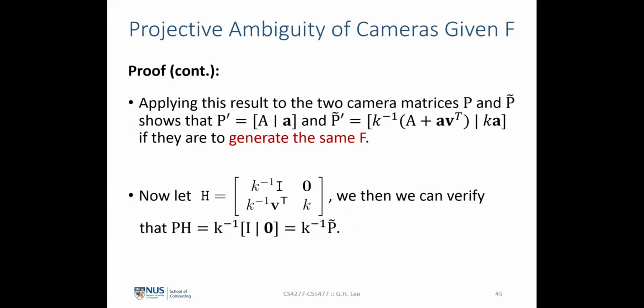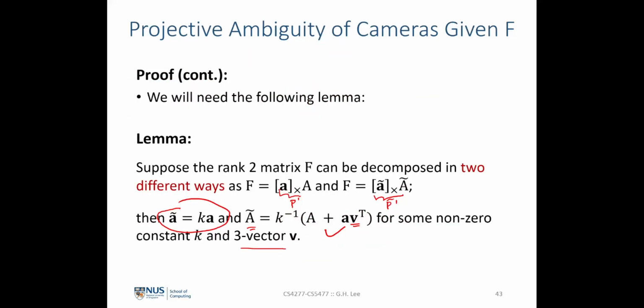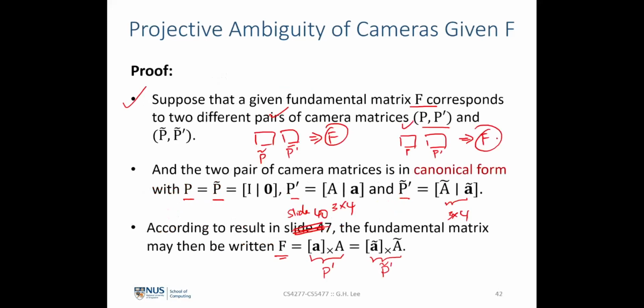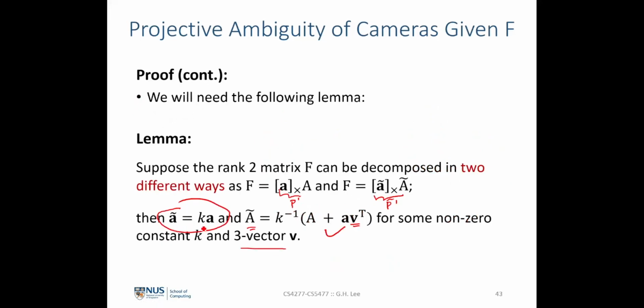So putting the lemma back into the earlier proof that we are trying to show, which is two sets of camera matrices, P, P prime, as well as P tilde and P tilde prime: if they both give rise to the same fundamental matrix, this means that P is related to P tilde by a 4 by 4 non-singular projective matrix, and P prime is also related to P tilde prime by a 4 by 4 non-singular projective matrix H. So putting back the results we have seen earlier in this lemma, if we write the second camera matrix from the respective pair as A and A tilde, we get this relation that a tilde equals k a, and the 3 by 3 matrix of a tilde equals this relation over here.